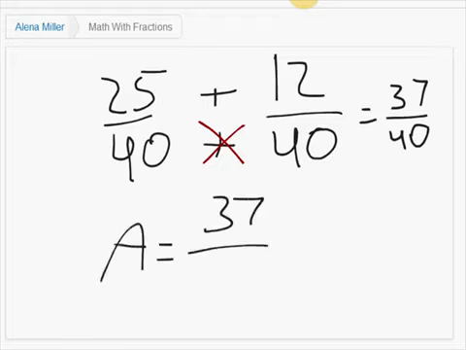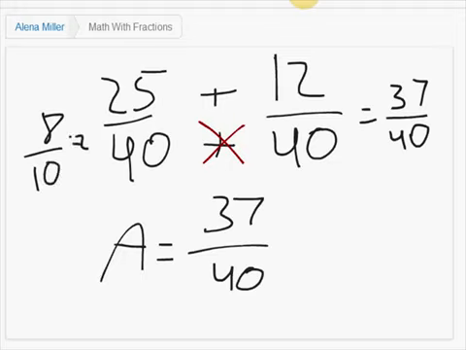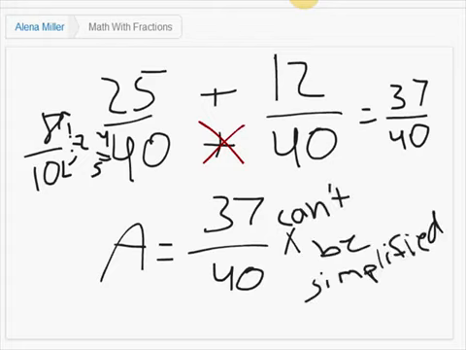40ths. Now you have to check, can you reduce it? That means if I had 8 tenths, 2 goes into both of those. So I could make it 4/5. Now I have to ask the same question with 37 40ths. But a fraction doesn't always get simplified. In this case, 37 40ths can't be simplified. So, our answer is 37 40ths.